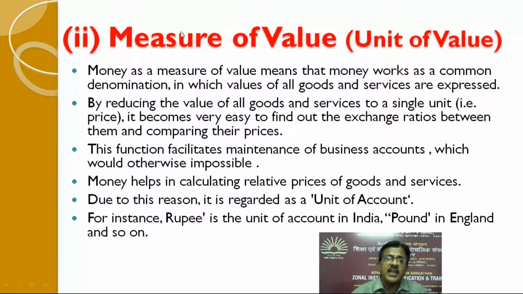Measure of value. This is the second primary function. Money as a measure of value means that money works as a common denomination in which values of all goods and services are expressed. By reducing the value of all goods and services to a single unit, that is price, it becomes very easy to find out the exchange ratios between them and comparing their prices.